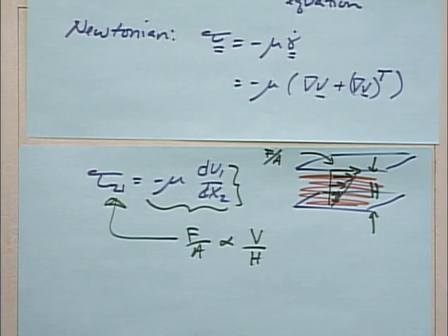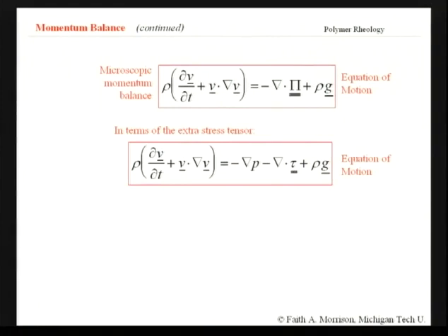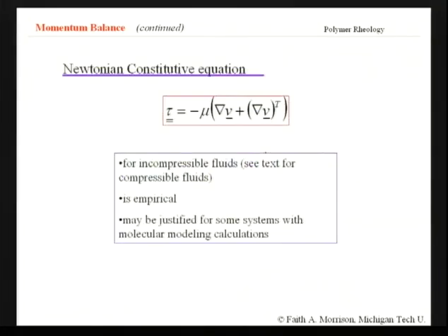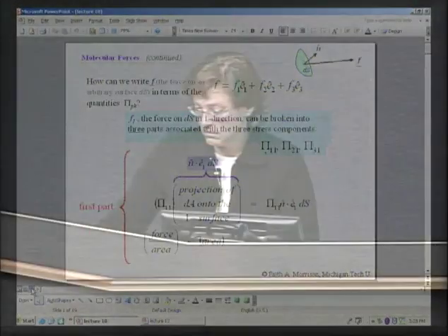So the starting point will be the Cauchy momentum equation, which is the momentum balance, which is correct for all fluids. And we're going to concentrate on how to get information about the mystery term for materials that do not follow the Newtonian constitutive equation. Okay. Very vague, perhaps. Let me be more concrete.